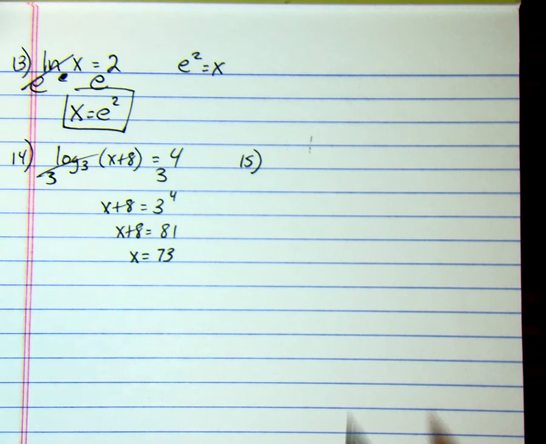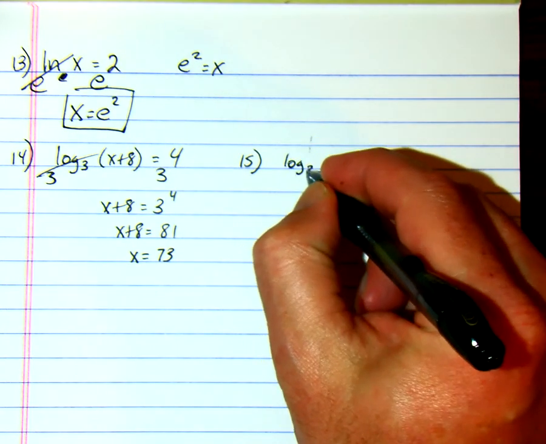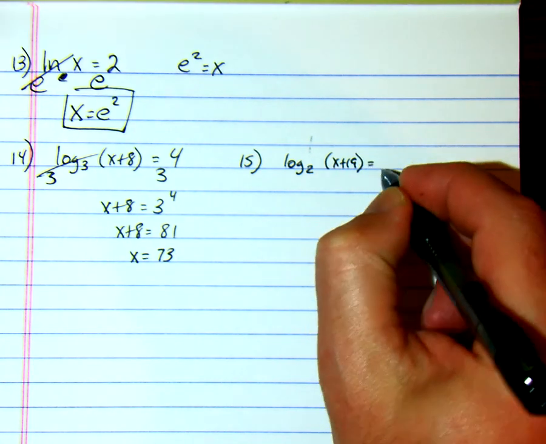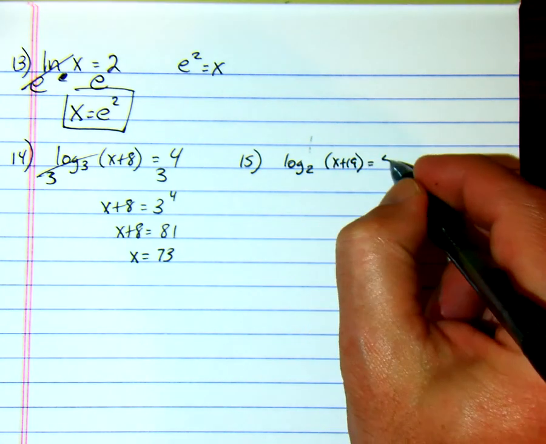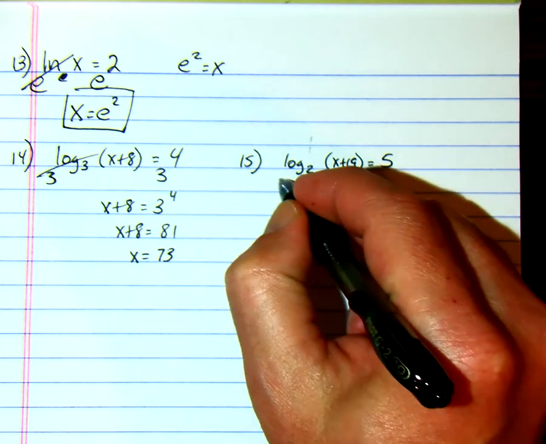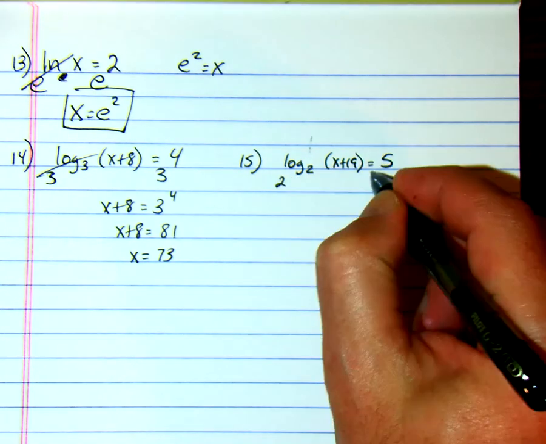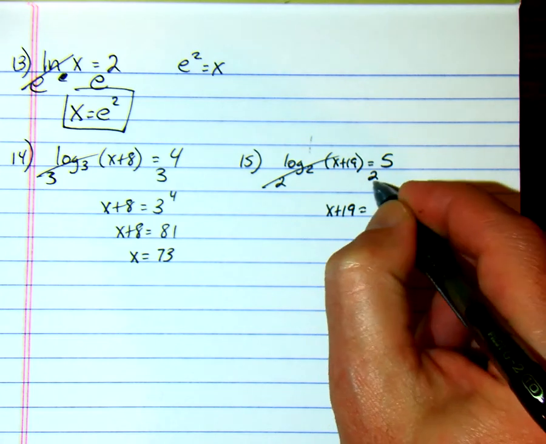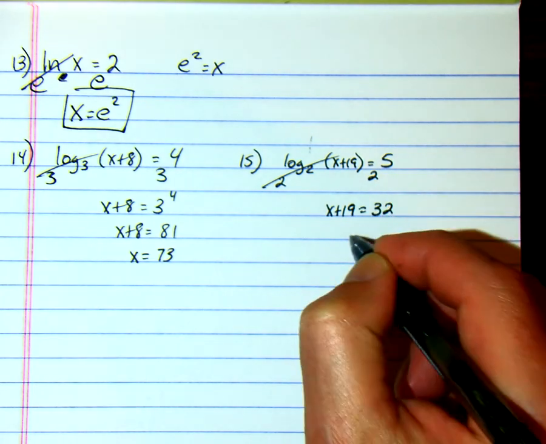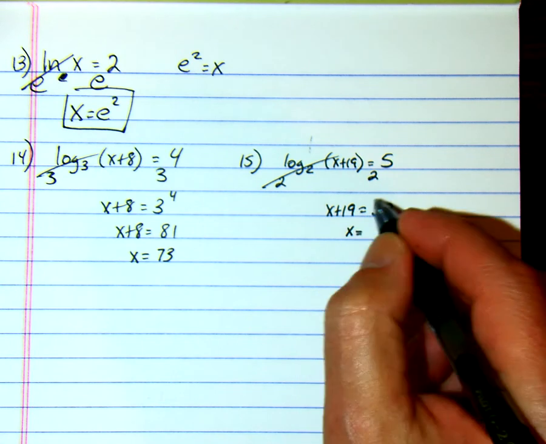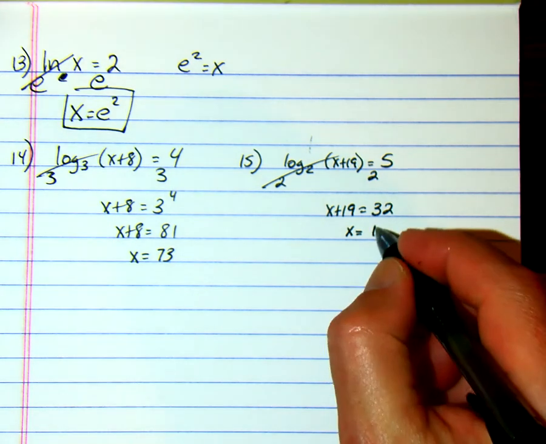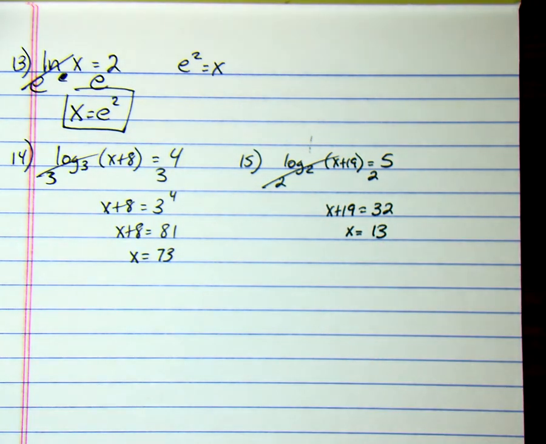Okay, again, just more of the same. Log base 2 of x plus 19 equals 5. So again, I'm going to exponentiate each side. We're going to make each side to be a power of 2. Those are going to cancel, so that means that x plus 19 equals 2 to the 5th. 2 to the 5th power is 32. We're going to subtract that 19 over and get 13. Okay? All right.